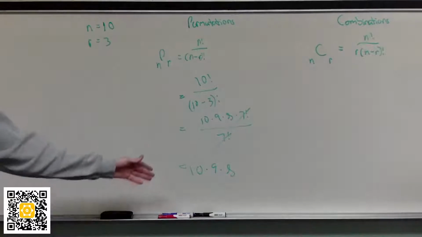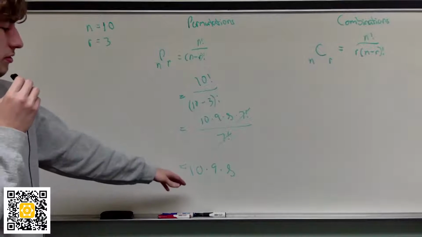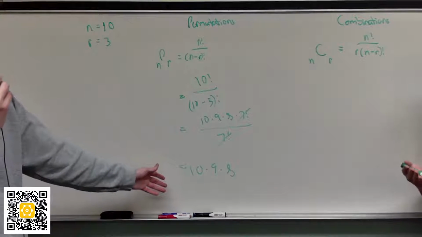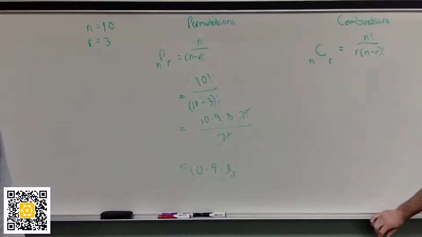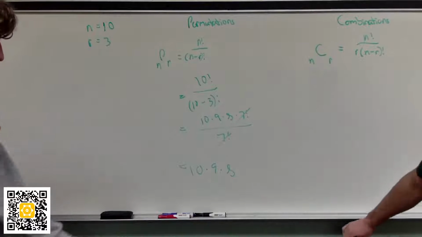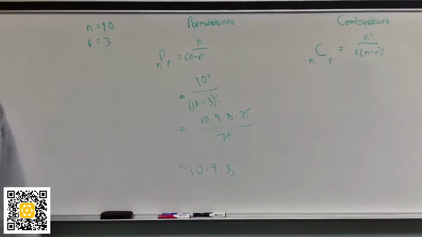So it would be 10 times 9 times 8, which is 7,200, I think. So yeah, that would be for that. Or 90 times 8, 720, my bad. Whoa. 720 ways.